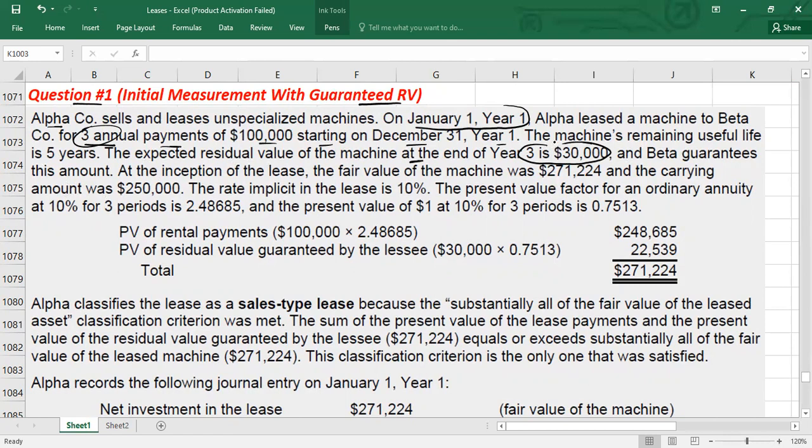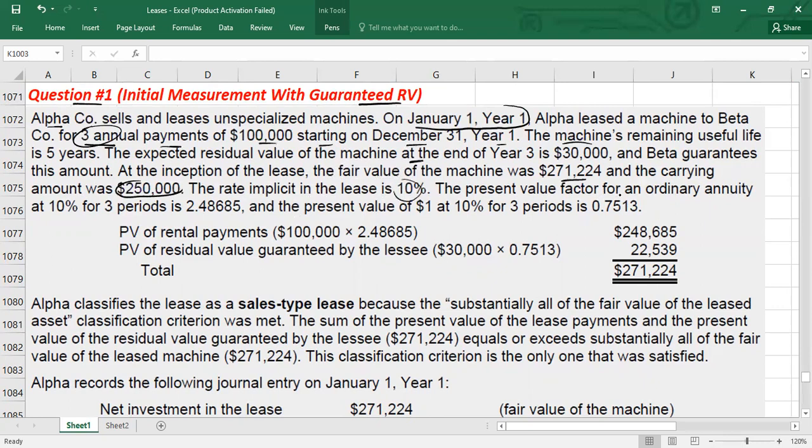It's a guaranteed residual value. At the inception of the lease, the fair value of the machine is equal to 271,224. As I told you, the fair value of the machine is the net investment in the lease. The carrying amount was $250,000. The rate implicit in the lease is 10%.